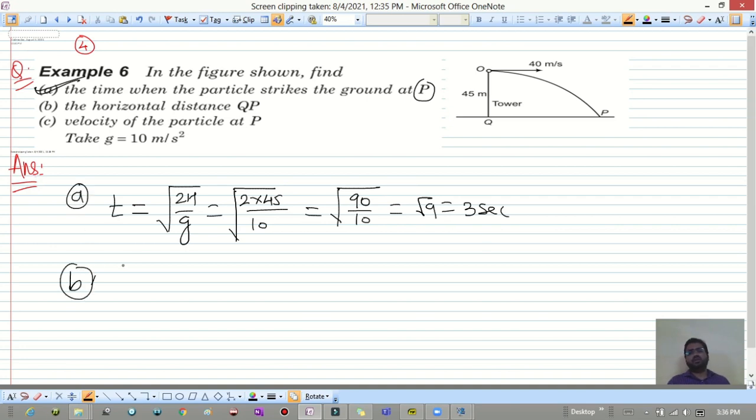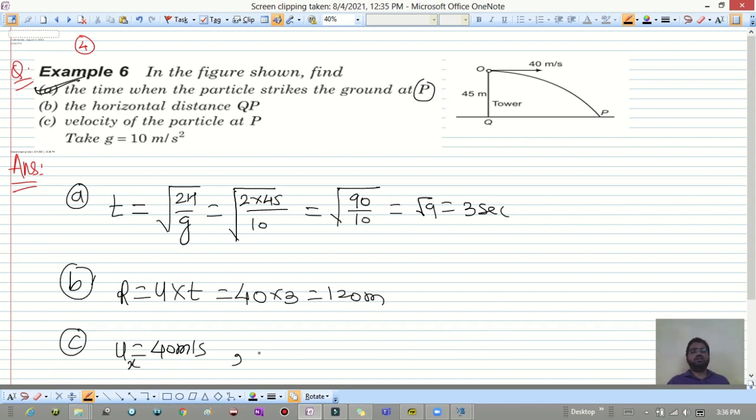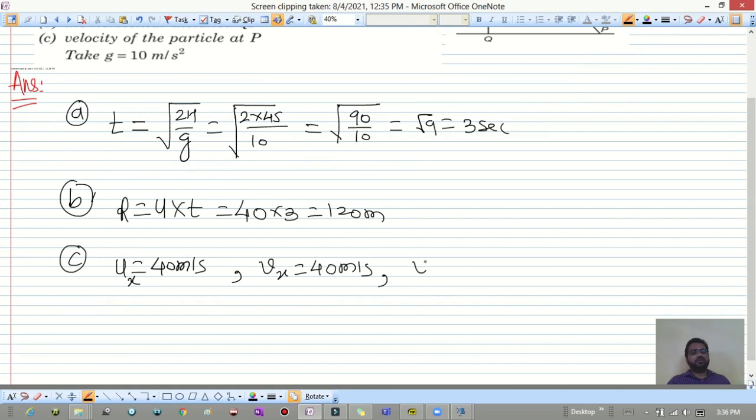Now second question, horizontal distance, a range we want. Range is horizontal velocity into time. So we have 40 into 3, which is equal to 120 meter. And the third one, velocity of particle at P. So velocity of particle at P, that is what we want. So initial velocity in the horizontal direction we know 40 meter per second, and final velocity in the horizontal direction is also the same, that is 40 meter per second. Why? Because horizontal direction velocity will not change, but the vertical direction velocity will change, right? So it is u_i plus g into t. So which is equal to, what is u_i?